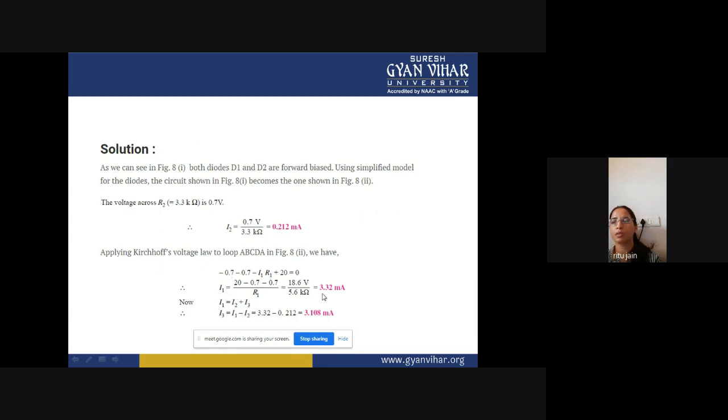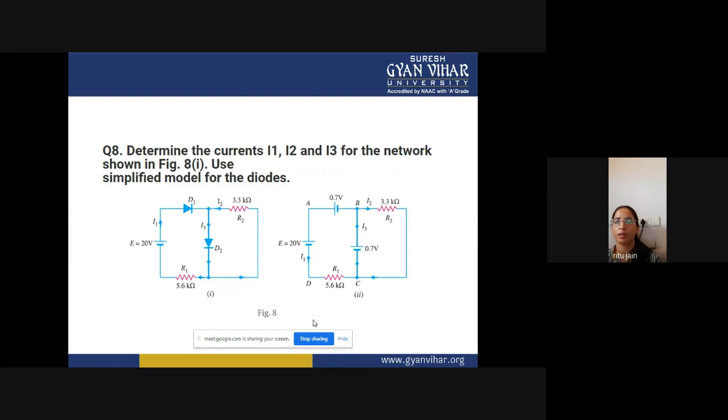So you have to put the value of I1, which is 3.32 milliamperes, equal to I2, 0.212 milliamperes, plus I3. So you can find I3, which is equal to 3.32 minus 0.212, which is equal to 3.108 milliamperes. Okay. So this is about this numerical, by which you can easily calculate the current of this branch and the current flowing through the diodes D2 and D1. So this is all about this numerical.